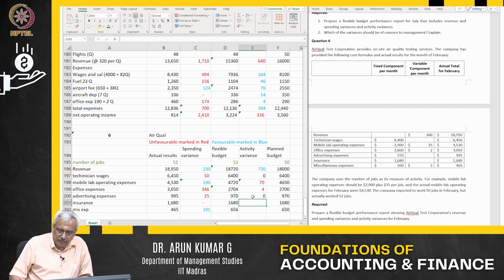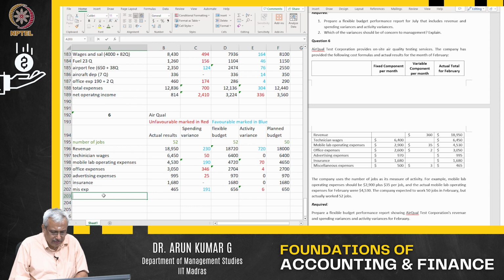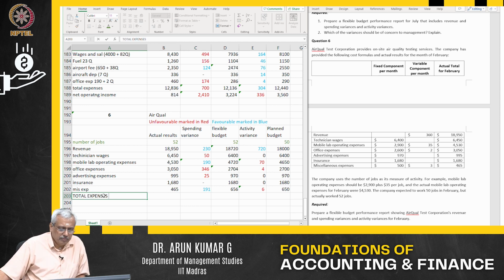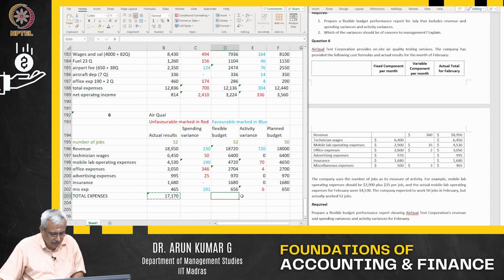It is going to be again unfavorable in this case. Why is unfavorable important out here also? Because you need to source that kind of money. Now imagine, you need to source that kind of money. Now what is the total expenses? I'm just going to sum all these things out here, and I have got the total expenses.